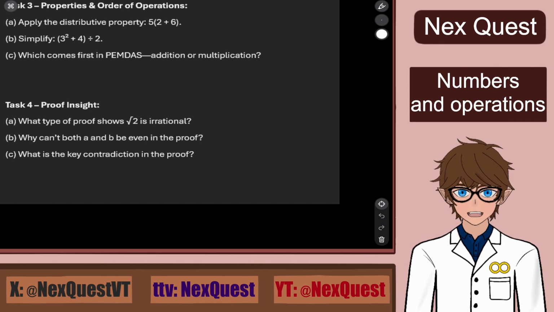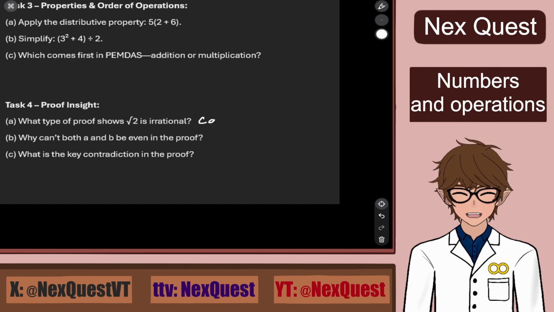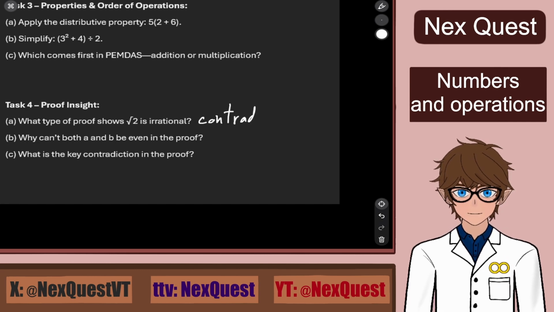Now we will dive into the proof of square root 2. What type of proof shows square root of 2 is irrational? Proof by contradiction, where you assume one thing and you have to prove yourself to be wrong on that assumption, so you find the proof by contradicting the original idea, the hypothesis.